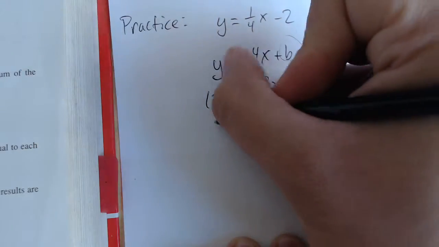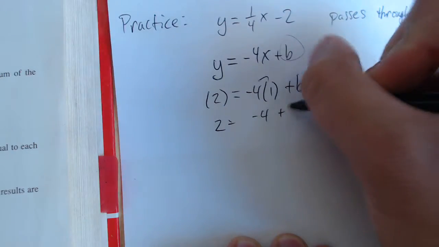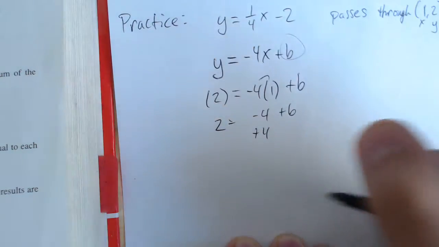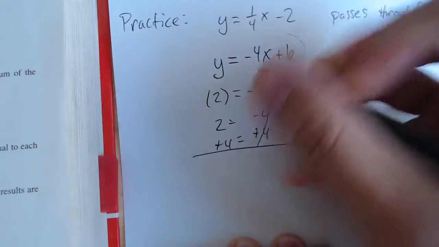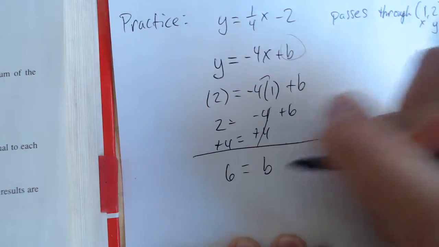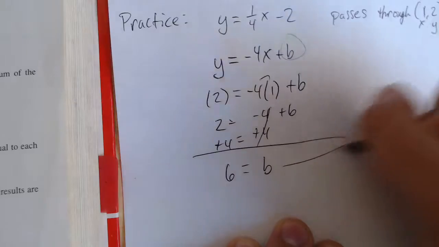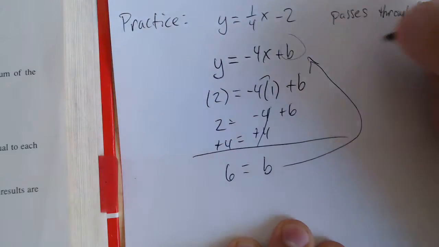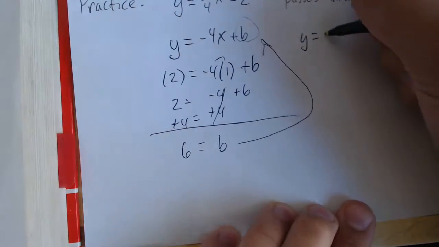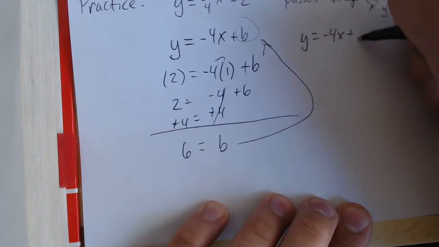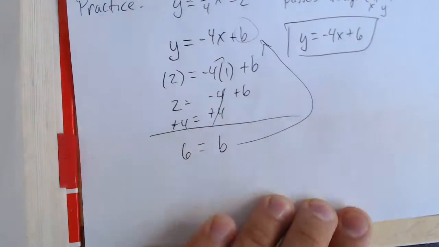So this becomes 2 equals negative 4 plus b, add 4 to each side. Those cancel, and then I get 6 equals b. So b is going to be positive 6. I plug it back into this equation, which is going to give me my final answer of y equals negative 4x plus 6. And that's it.